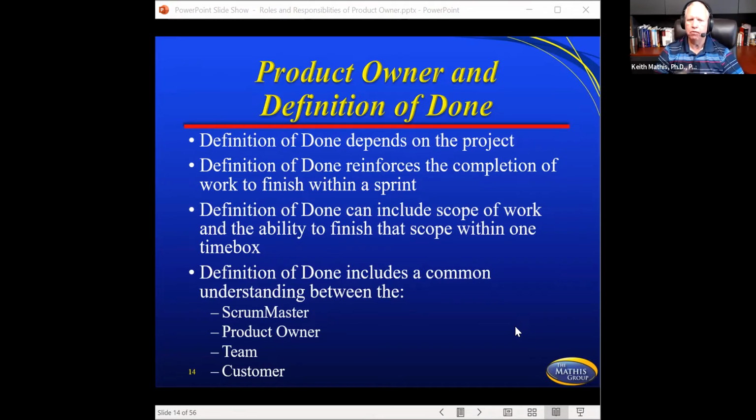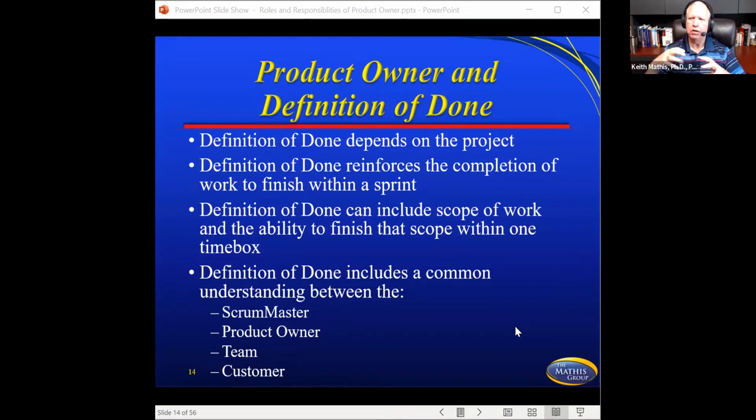So it includes the scope of work, the ability to finish that scope within a time box. So a time box is going to be what we would call a sprint. So let's say it's a 4-week sprint. So that's a 4-week time box. That's all that means. Time box is whatever length of time we give something. If I ask you to research something for 1 week and you research it for that week, that was a 1-week time box. So time box is not a big problem. Okay. So definition of done includes common understanding from the Scrum Master, from the product owner, from the team, from the customer. Everybody understands this is the definition of done.